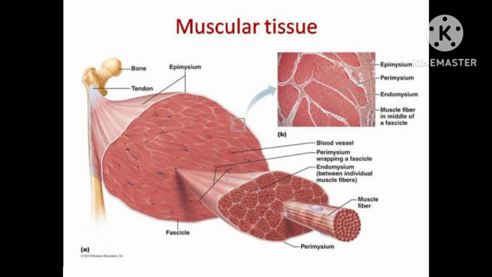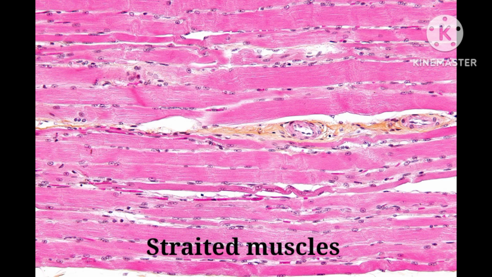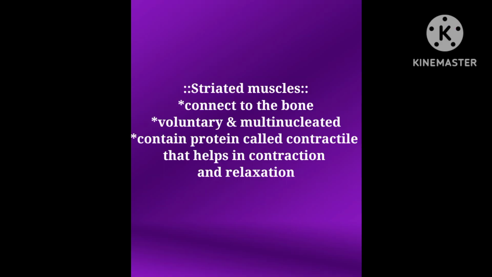Our next type of tissue is the muscular tissue, and muscular tissue is subdivided into three types: striated, smooth and cardiac. For the striated muscle, you are seeing the picture. The striated muscle is connected to the bone. It is voluntary and multinucleated. It contains a contractile protein that helps in contraction and relaxation.